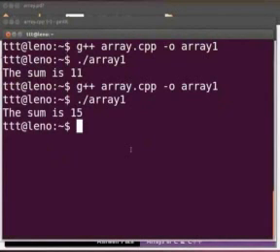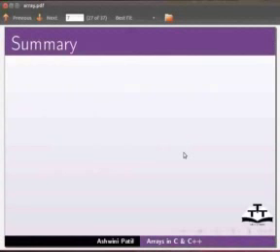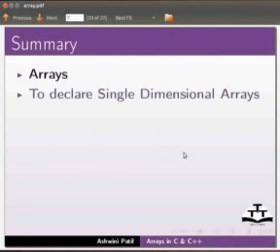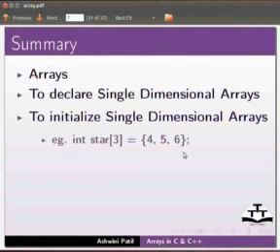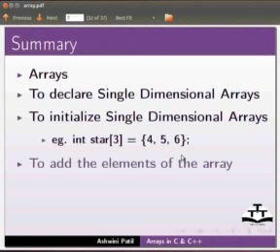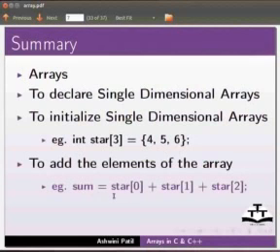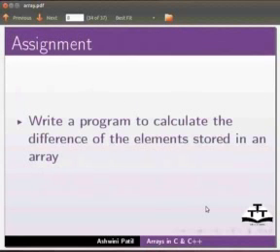Now we will go back to our slides. Let us summarize. In this tutorial we learned arrays, to declare single dimensional arrays, to initialize single dimensional arrays. Example, int a[3] is equal to 4, 5, 6. To add the elements of the array. Example, sum is equal to a[0] plus a[1] plus a[2]. As an assignment, write a program to calculate the difference of the elements stored in an array.